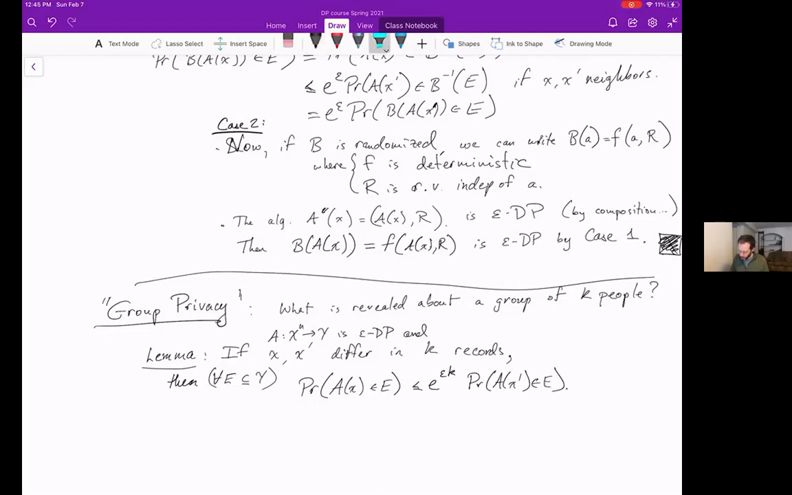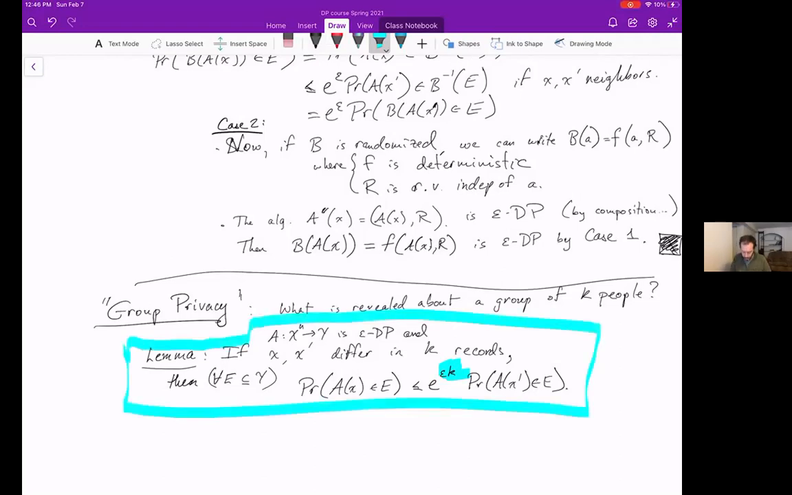So what are we picking up? We're picking up an extra factor of k in the exponent. So the privacy parameter is getting blown up by a factor of k when we look at a group of size k. Or, I guess one should say, blown up by a factor of at most k when we look at a group of size k. Could be better than that. That depends on the specifics, but it's never worse than this factor of k.